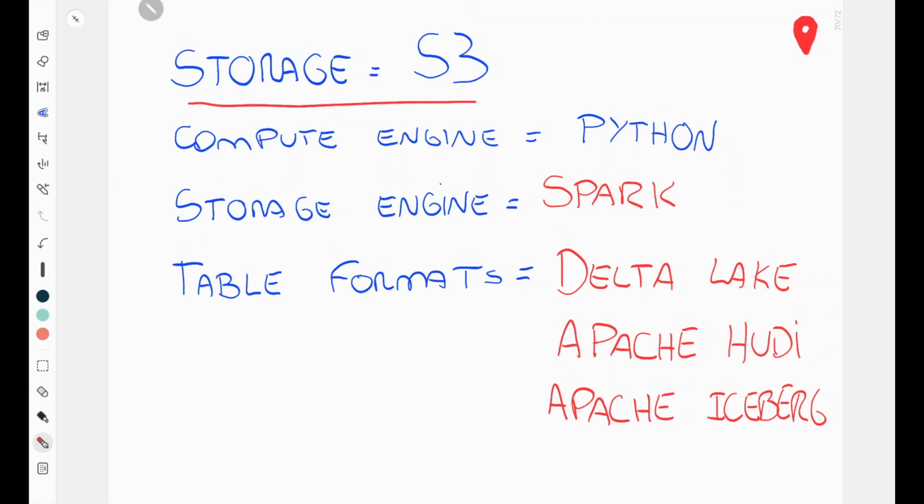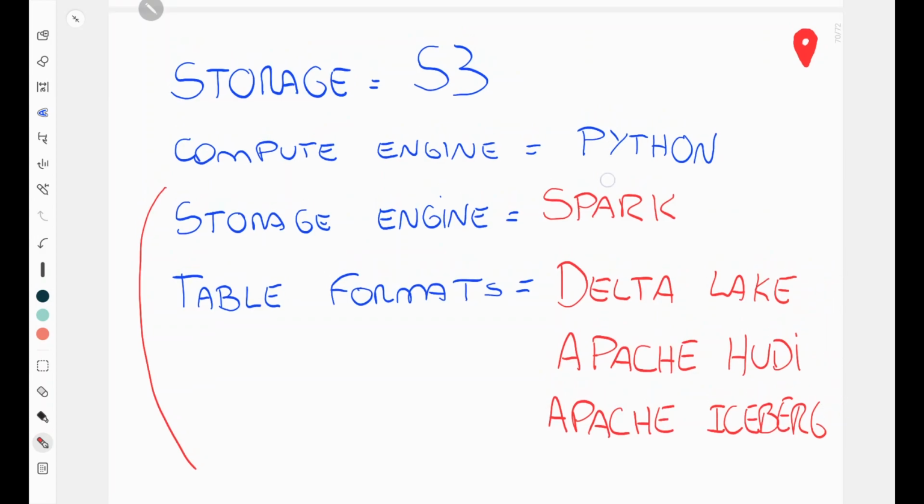Here you have our next steps. We have storage as S3 and compute engine as Python, as we were already using. But now we're going to iterate on it. We're going to improve it with a storage engine, Spark, as I said, Spark SQL and Spark data frames, and table formats. They are Delta Lake, Apache Hudi, and Iceberg.